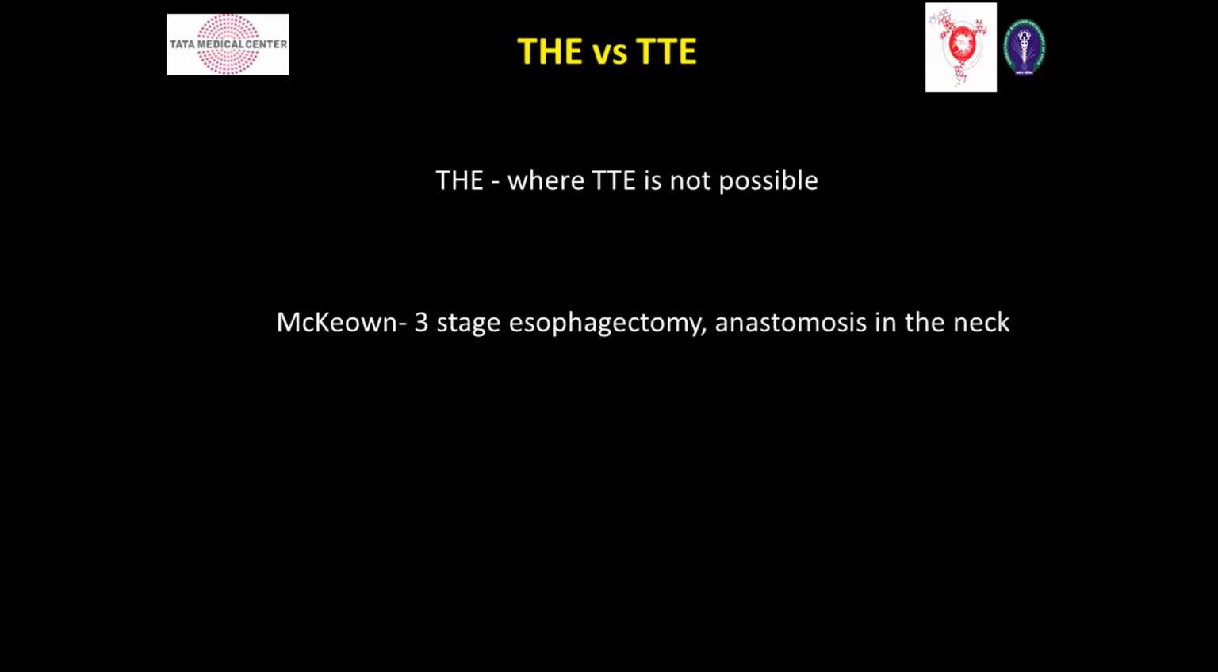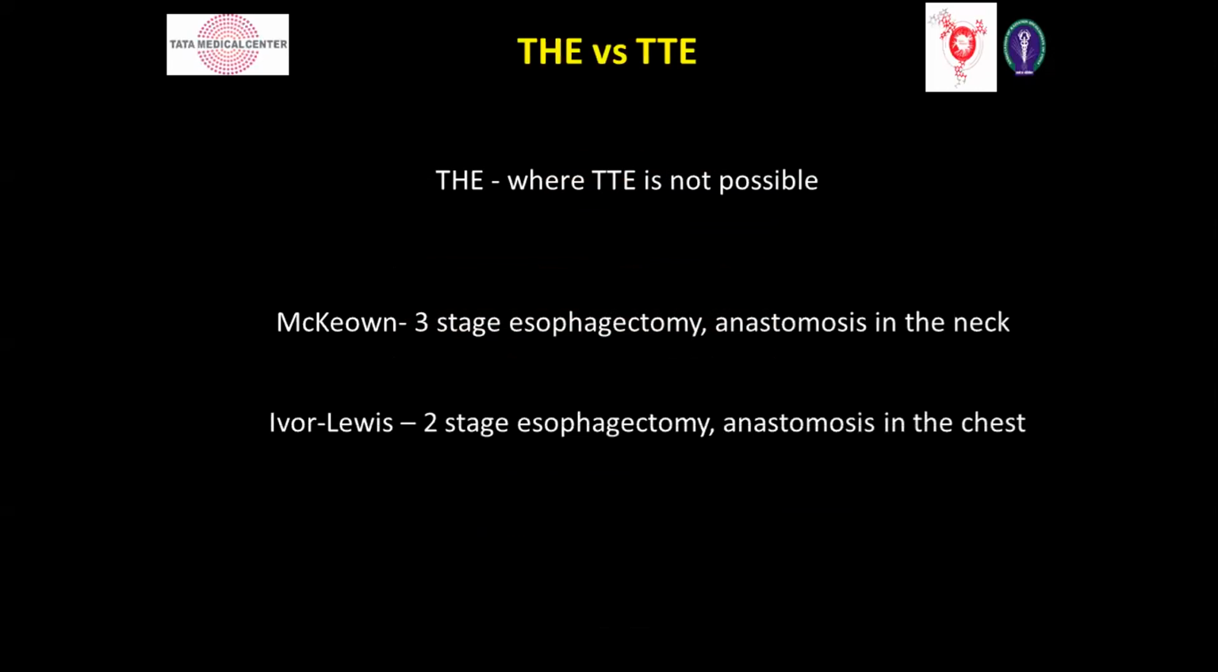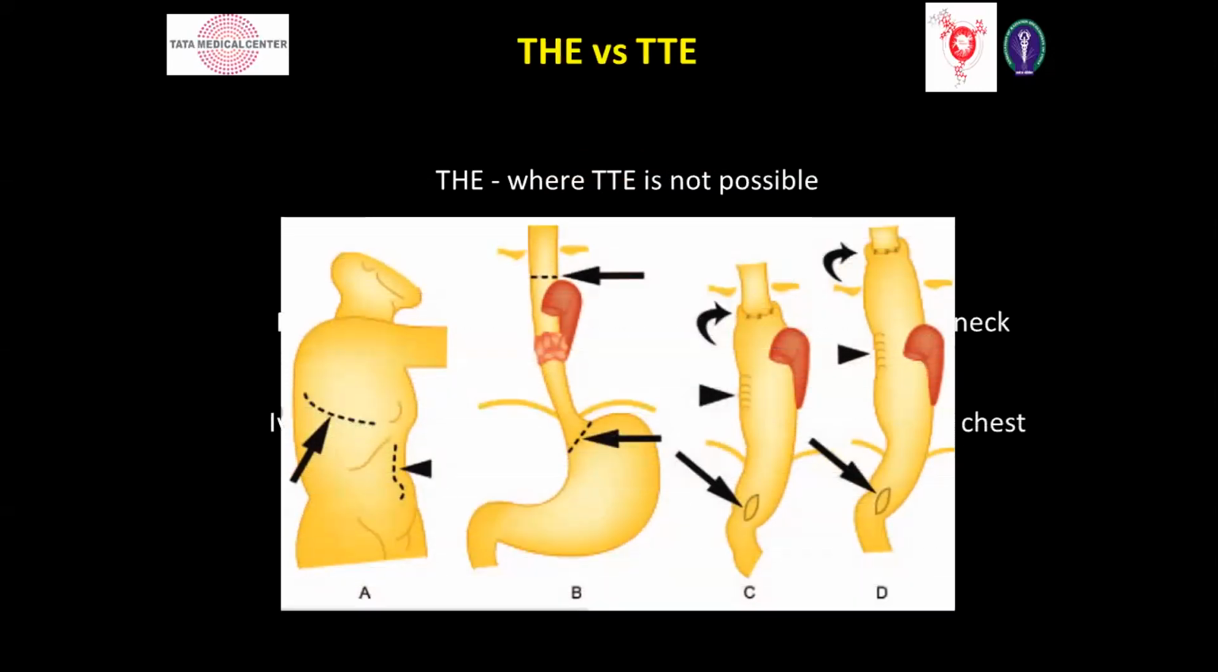So now there are 2 main kinds of operation in the esophagus. One is McKeown surgery, a 3-stage surgery. There will be three incisions: one in the abdomen, one in the chest, and one in the neck, and the anastomosis is in the neck. That is why it's called 3-stage surgery. The other operation is the Ivor-Lewis, that is a two-stage esophagectomy. Here there are two incisions, one abdominal and another thoracic, and the anastomosis is in the chest.